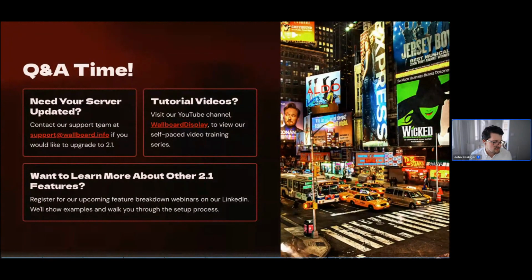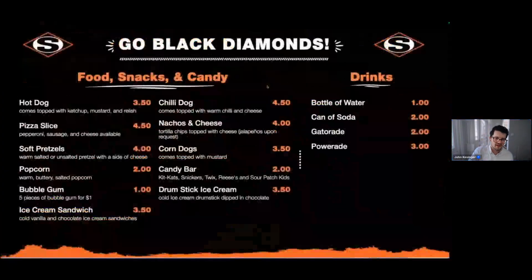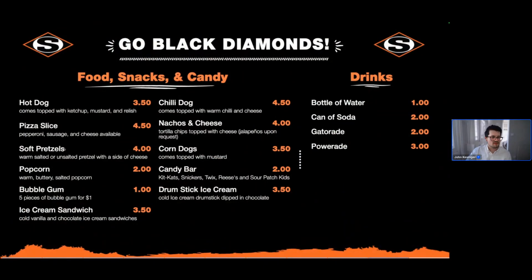It says, "Hi, John. I saw the pagination on the food and drink menu with dots. Can you show how to do that?" I'm not sure exactly if you're talking about this. These are technically two separate tables right here. I can show you how to set that up. I'll contact you after the webinar. But these are technically two separate tables here. So where you see these dots, it's not actually paginating.